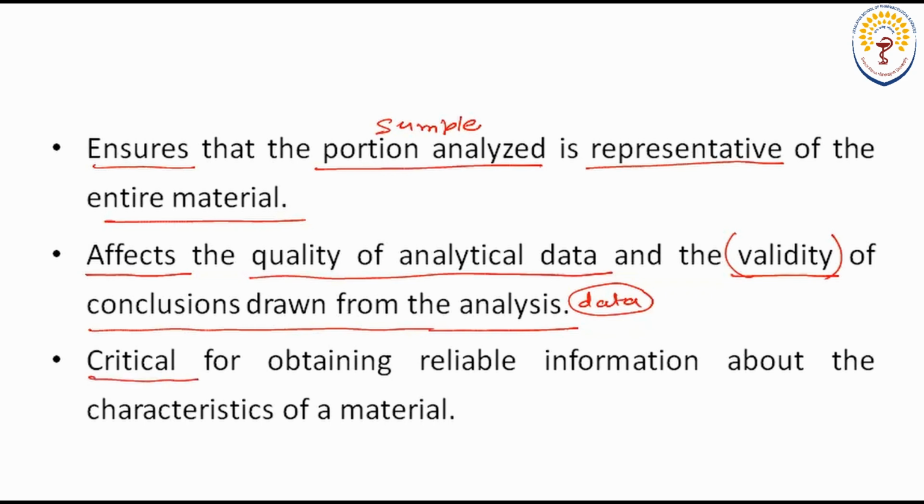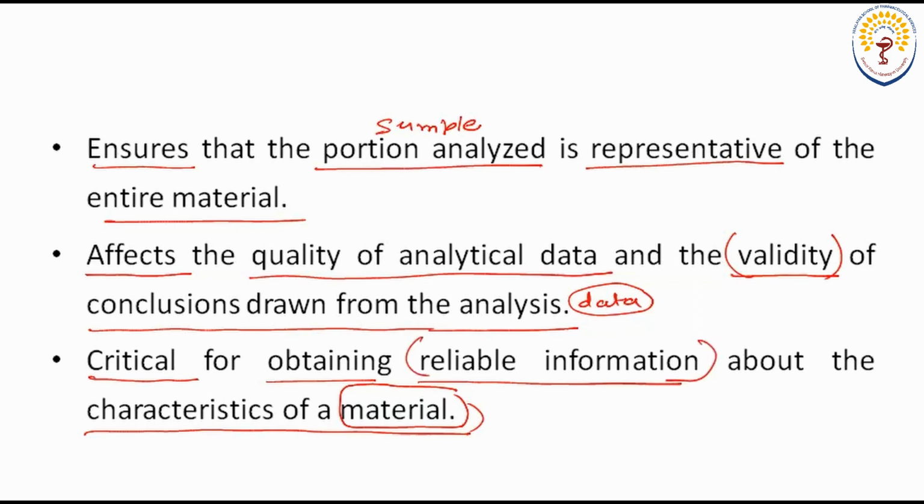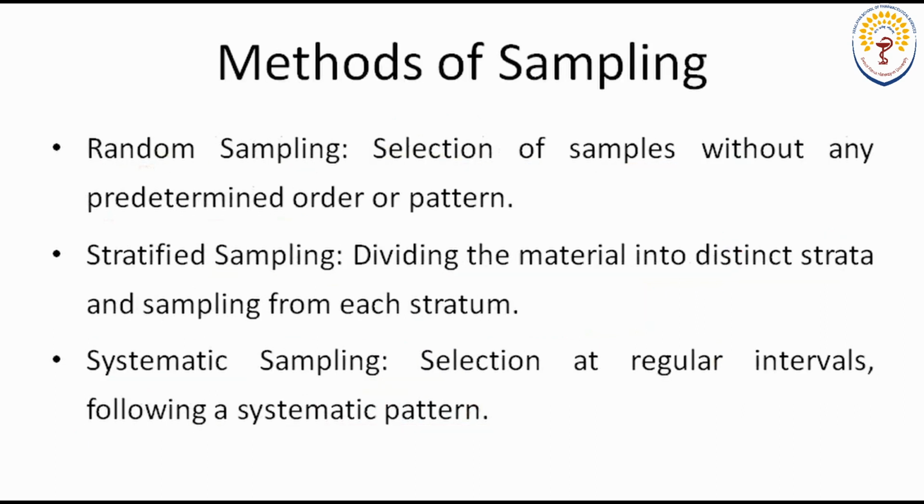Sampling is also important for obtaining reliable information about the characteristics of the material. Obviously the material which is subjected to analysis will have some characteristics. By doing proper sampling, you are going to understand what the material is composed of and how its sample should be taken. Now coming to the methods of sampling, there are different methods of sampling, but in a broader way sampling is categorized into the following headings.